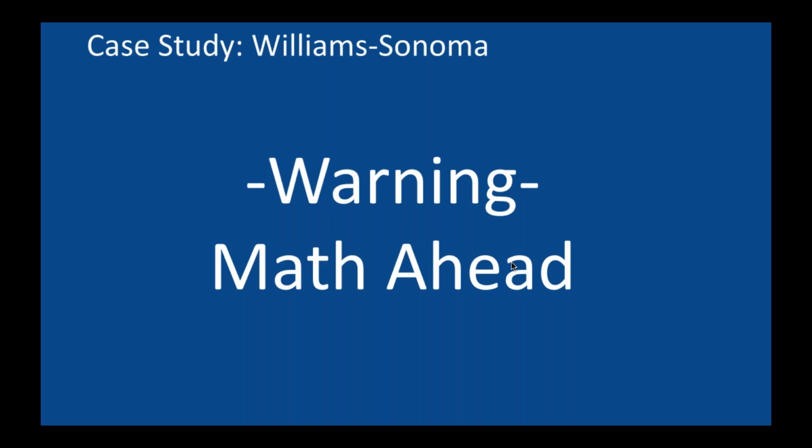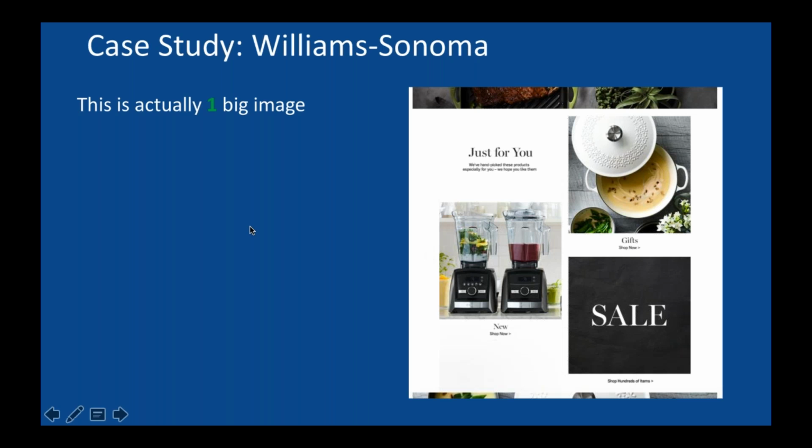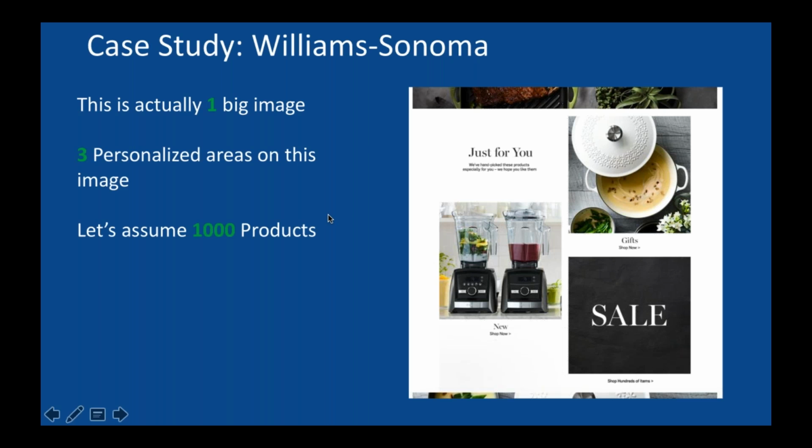If we take a look at the math, it's pretty easy to visualize the time it would take to create 11 images, one for each category, perhaps a few hours, maybe a day in Photoshop, and then we're good to go. But what would it take for Williams Sonoma to do true personalization at the product level? This is actually one big image, right? If we look at the code here, this is one big image. There are 3 personalized areas on this image, right here, and right here.